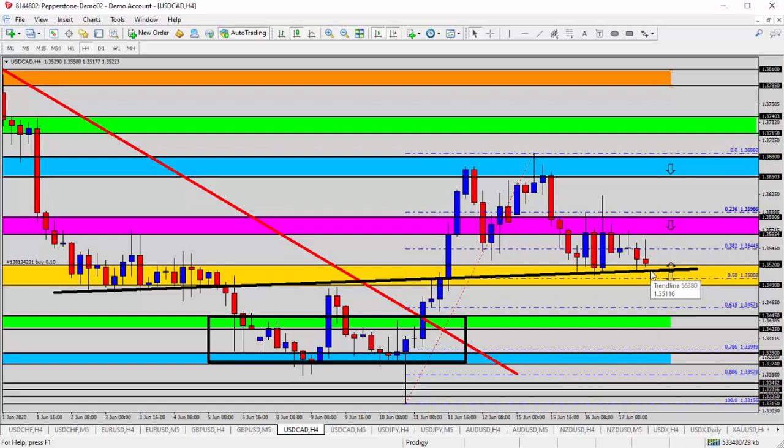So for today, I'm watching the yellow shaded area as support for the dollar CAD. Potential long opportunity if we get the signal to do so. Buy towards the pink zone and the blue zone. The risk, of course, is a breakdown of the yellow zone for the dollar CAD today.